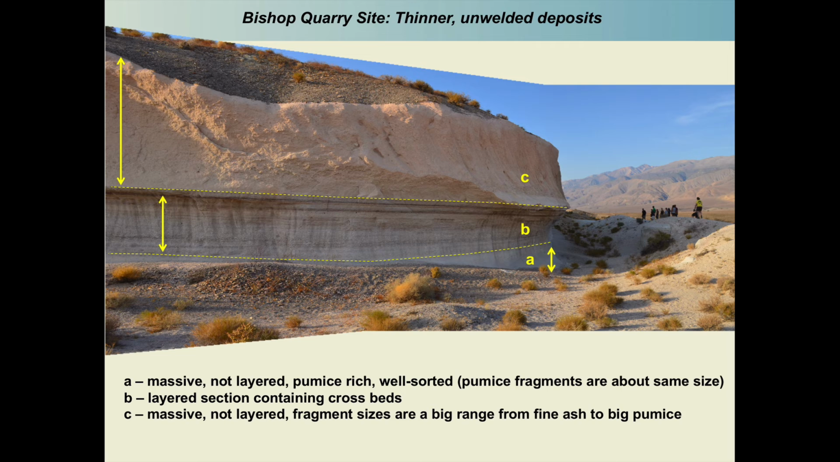Section B, I think you can see, looks layered. It's layered and it contains crossbeds. Section C, up at the top, is what we call massive. It means it doesn't have any layering or structure in it. Fragment sizes are a huge range, from really big clasts that you can see even in this photo, to very, very fine ash and everything in between. So I would call this poorly sorted for Unit C.